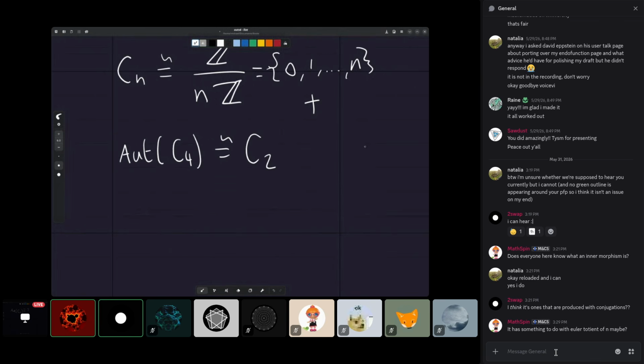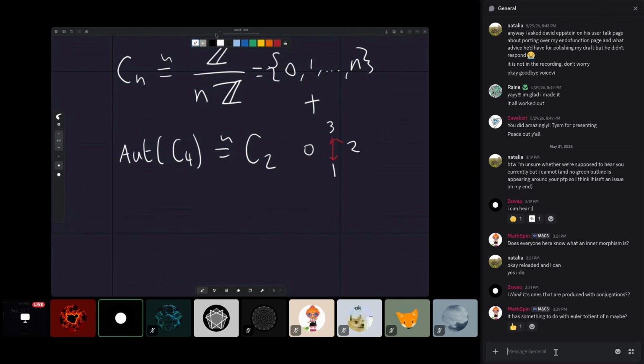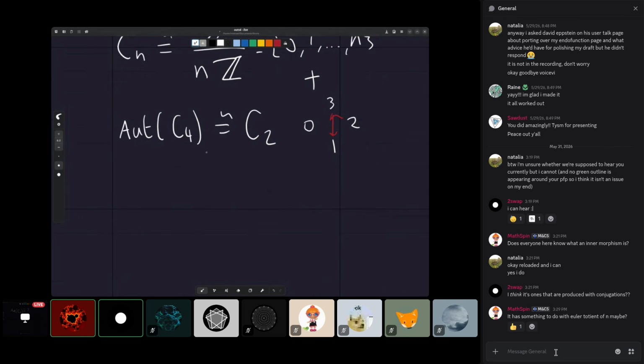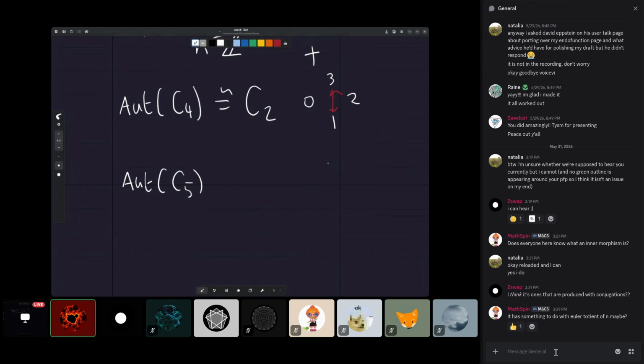I think I see the problem. So I guess with some prime. I don't know if we say C5. If we take C5 as our example, then would it just be C5? Or sorry, S5? No. S5. I don't know. I'll let you talk.